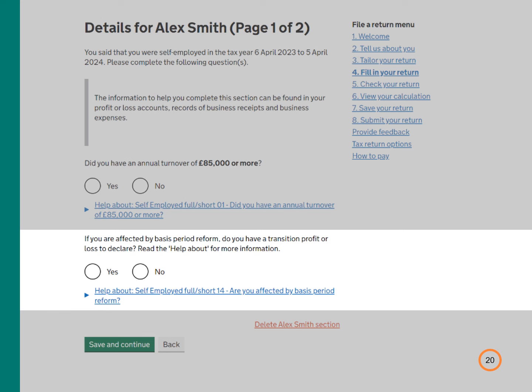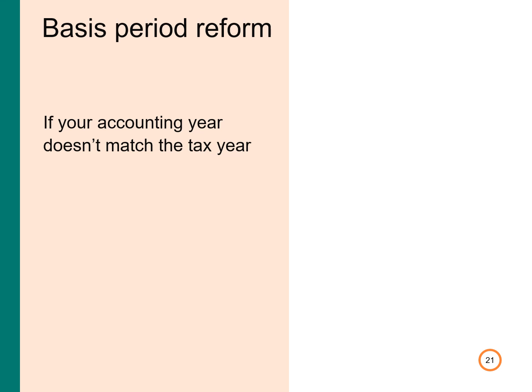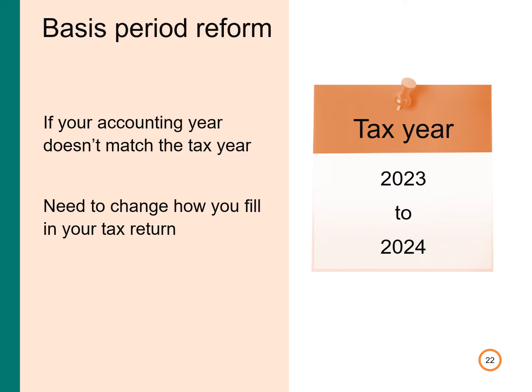This next question asks if you're affected by basis period reform and have a transition profit or loss to declare. I'll just briefly explain what basis period reform is. Basis period reform will apply to you if your business accounting year doesn't match the tax year. So if your accounting year doesn't end between the 31st of March and the 5th of April. If this applies to you, the way you fill in your self-assessment tax return has changed, starting with this tax return for 2023 to 2024, which is a transition year.